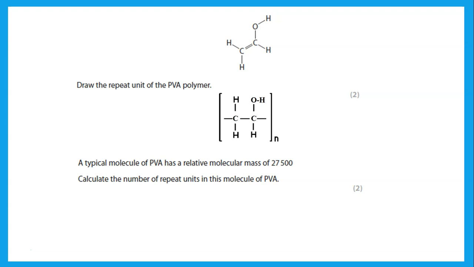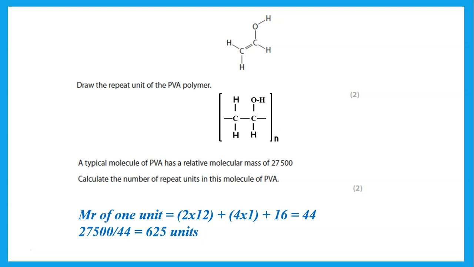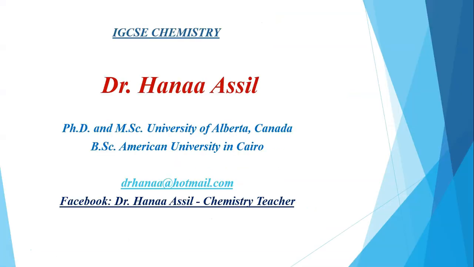Calculate the number of repeat units. So how many of these repeat units do we have in the polymer? Well, get the Mr of the repeat unit. The Mr of one unit is 44, and that means we divide the total by 44. This gives 625 repeat units. And that's the end of all this review of Modular Unit 2. Good luck in your exam, and thank you for listening.